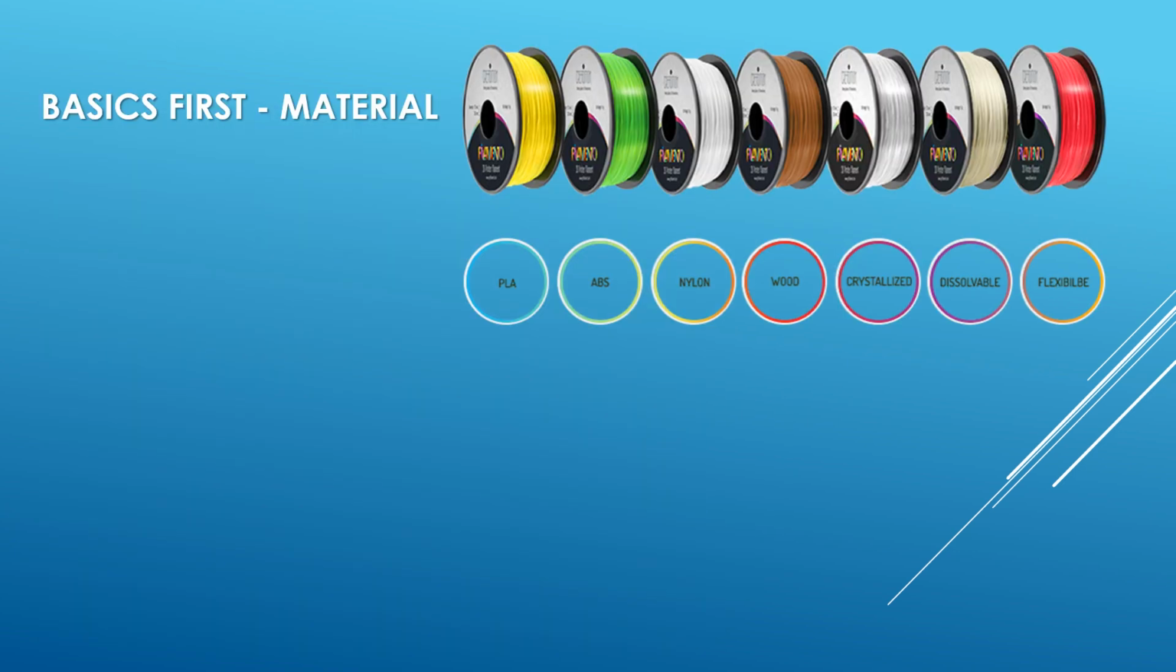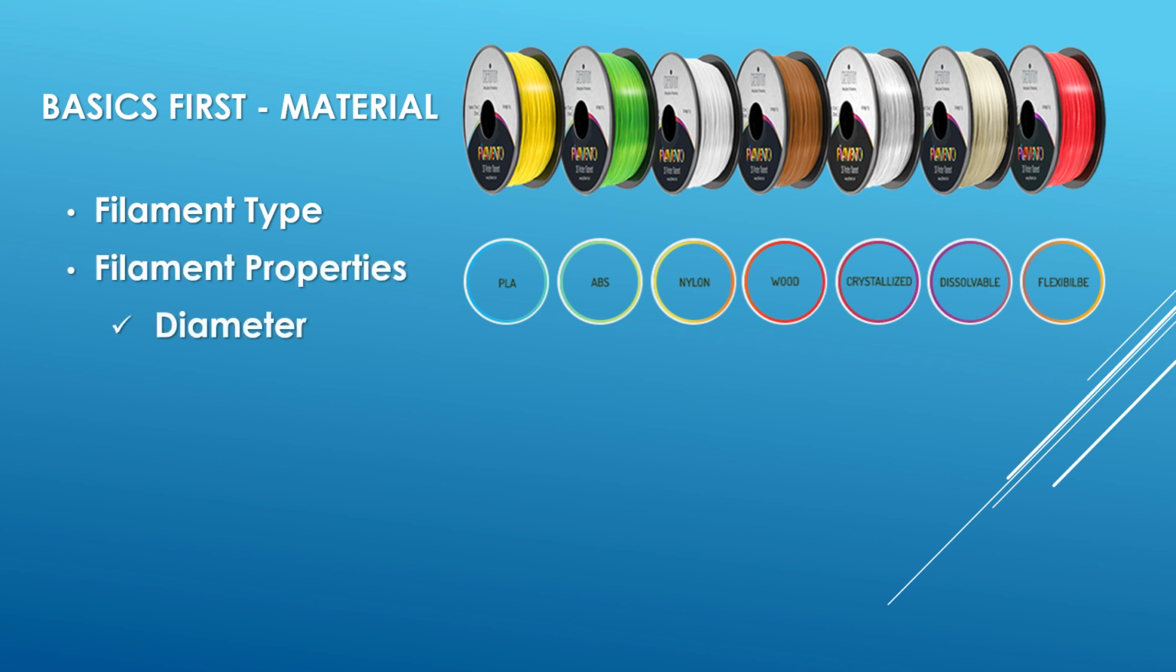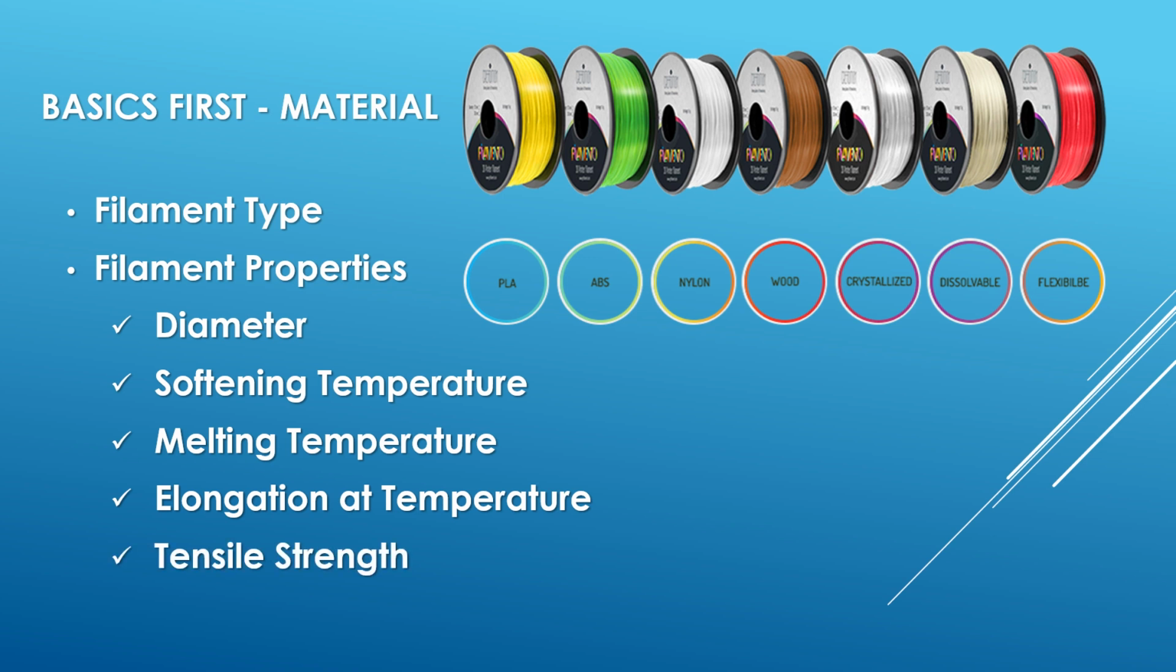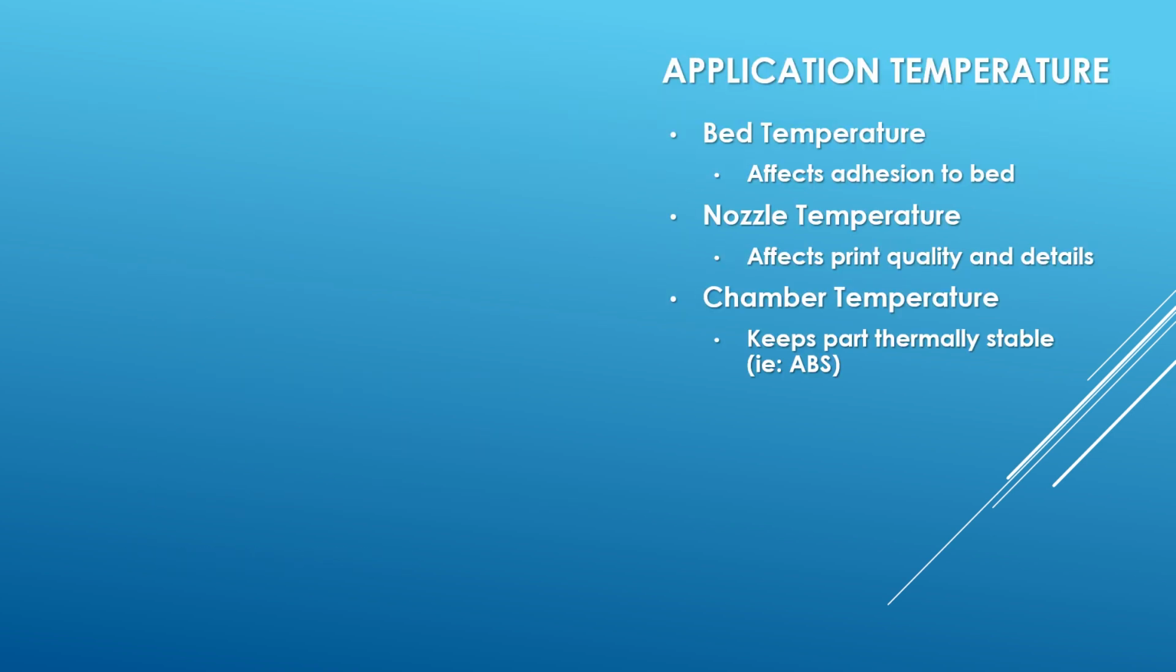When designing for 3D printing, think about the material first and select the appropriate filament type for the job. Consider its properties, its diameter, the temperature at which it softens, its melting temperature, and the elongation temperature, as well as its tensile strength. The application temperature is also important.